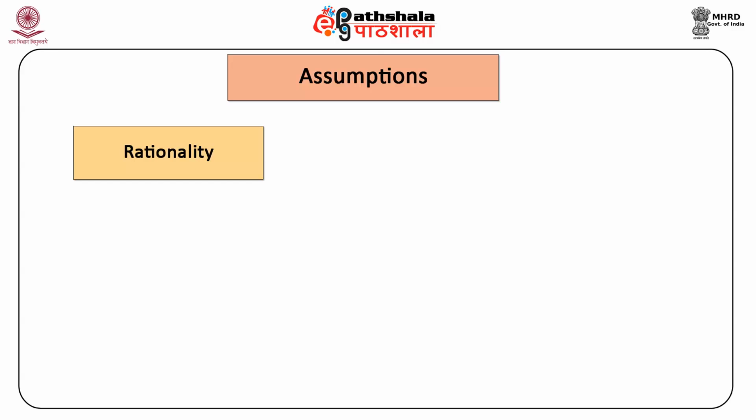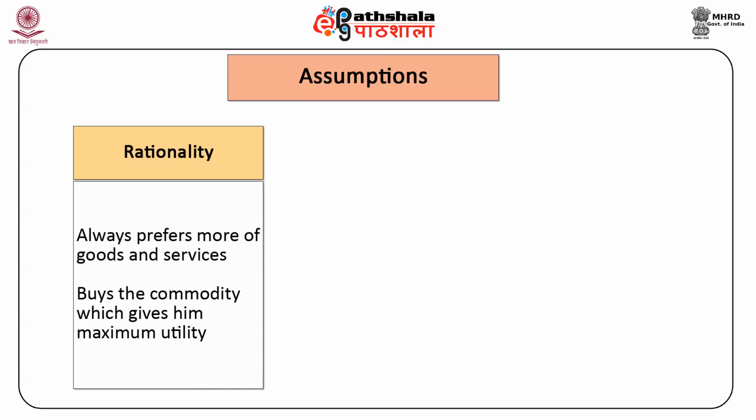Rationality. A consumer is always rational, that is, he or she always prefers more of goods and services to derive maximum utility. Thus, he always buys the commodity which gives him maximum utility and then he buys the least utility giving commodity at the end.